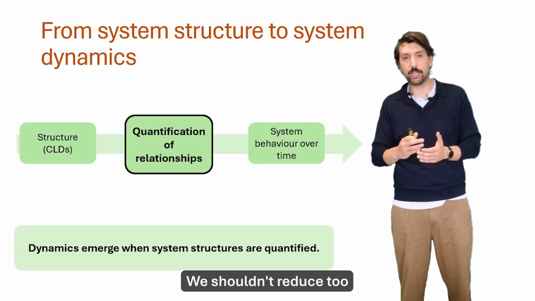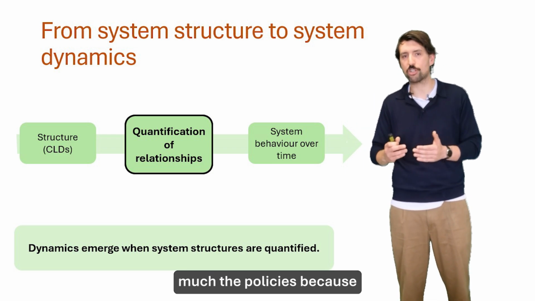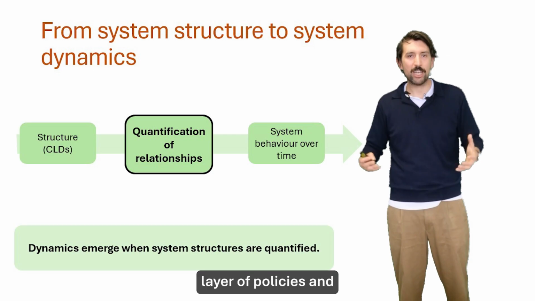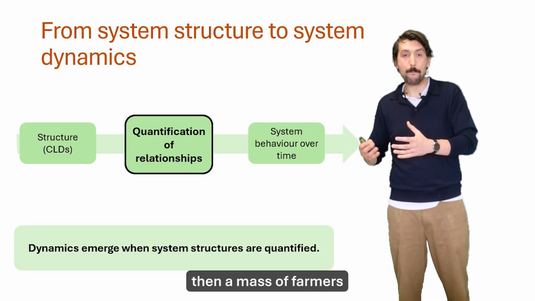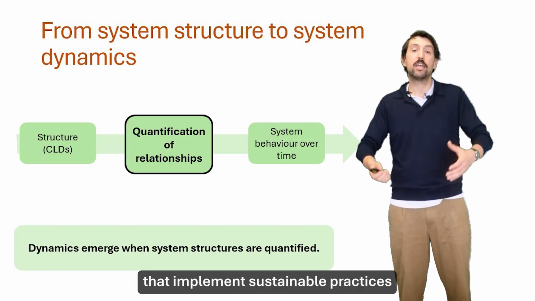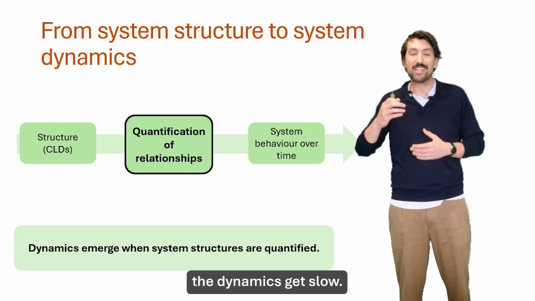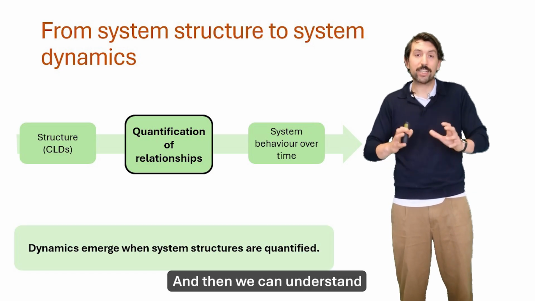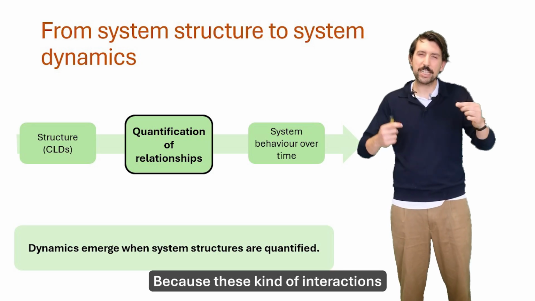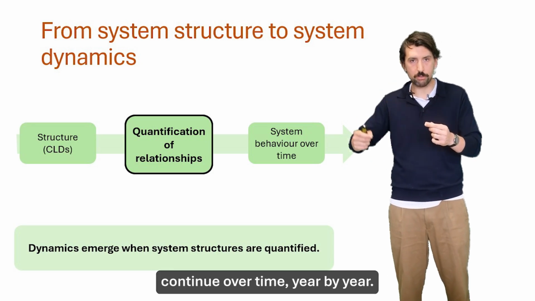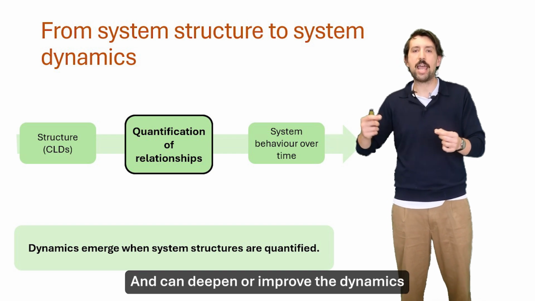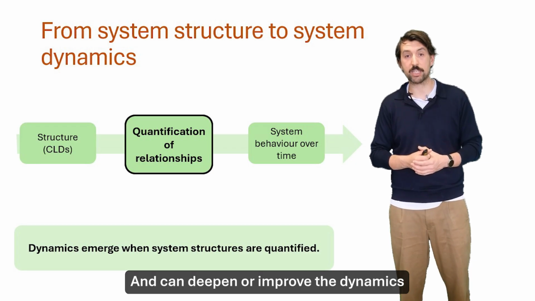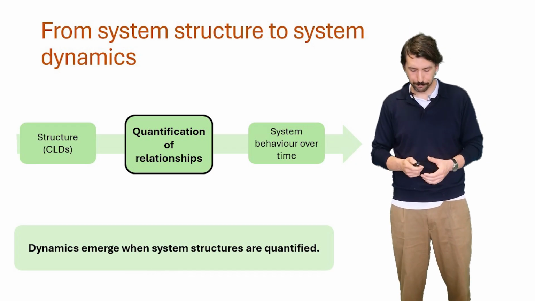We shouldn't reduce the policies too much, because if we don't have a good layer of policies and then a mass of farmers that implement sustainable practices, the dynamics get slow. And then we can understand the system behavior over time, because these kinds of interactions continue over time, year by year, and can deepen or improve the dynamics and the influence on each other.